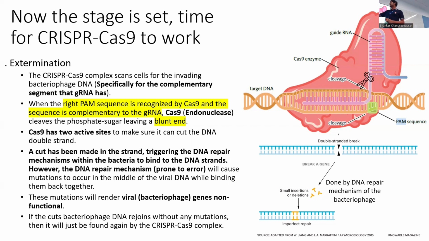So to ensure that both sides of the sequence are cut, because this is DNA we're talking about, it's a double strand, it needs to make sure it cuts on both sides of the strand. Cas9 proteins have two active sites, one on this side and one on that side, and then the cut is made.